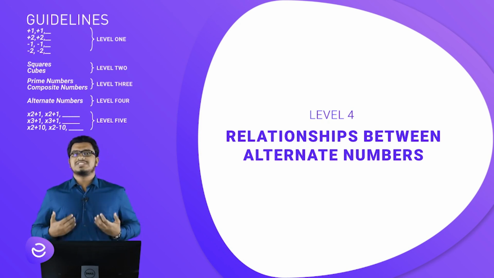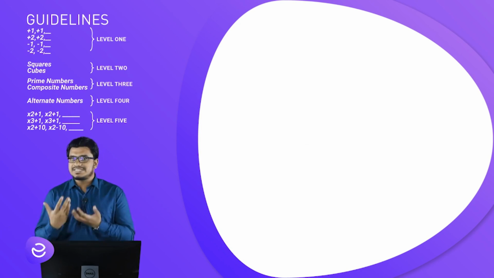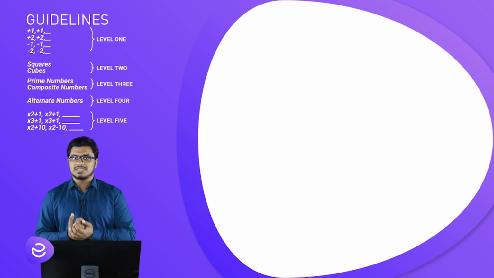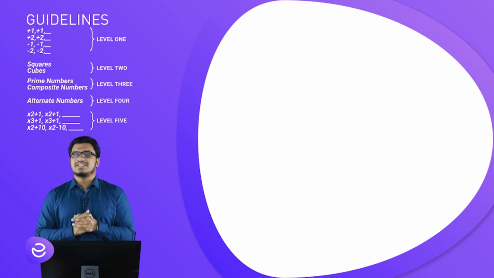So sometimes when you check for a number series, you do not get a pattern in differences. You do not get a pattern in squares or cubes. You do not get a pattern in prime numbers or composite numbers. So the next thing you have to check is the relationship between alternate numbers.